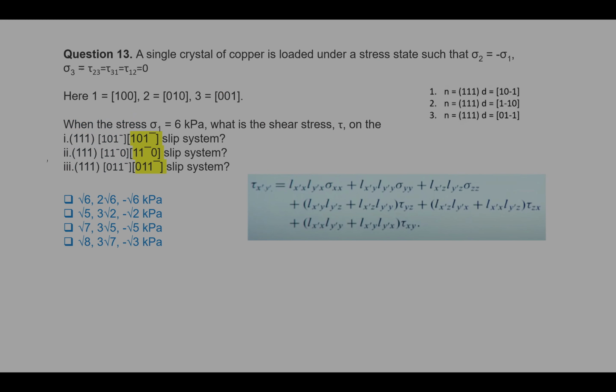Okay, so question number 13. Question number 13 is a single crystal of copper loaded under a stress state such as sigma 2 is equal to minus sigma 1, sigma 3 is equal to 0, tau 12, tau 23 and tau 31 are equal to 0. Here 1 is equal to 100, 2 is equal to 010, and 3 is equal to 001. And the stress sigma 1 is equal to 6 kilopascal. What is the shear stress tau on the?